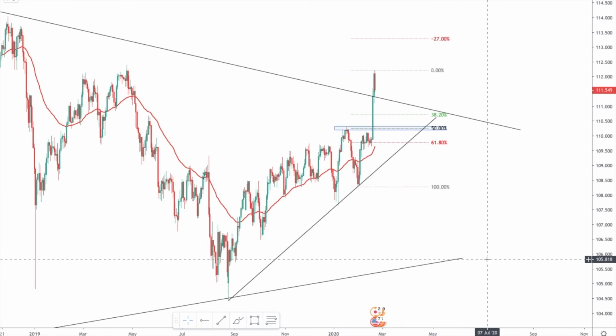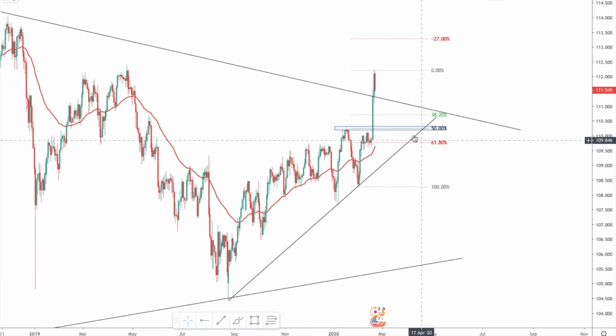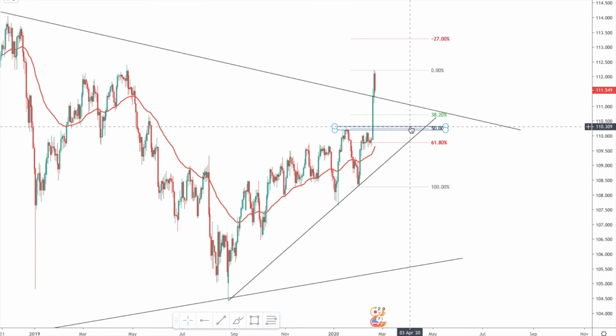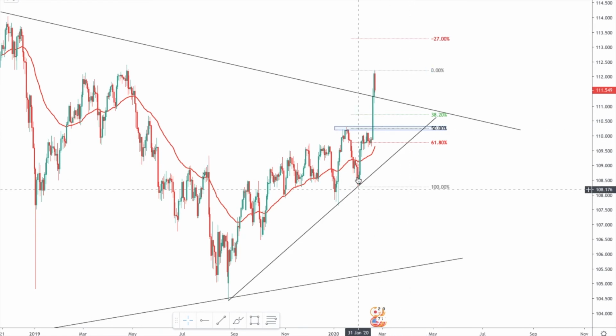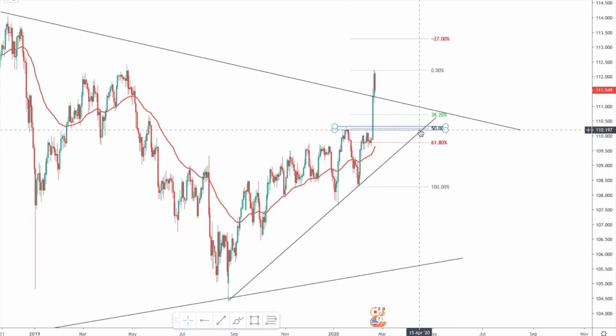All I'm looking for here is a solid retracement around 120 pips into the 50% fib, taken from this low to this high. And as you can see, we've got this nice bit of market structure, which adds an additional confluence. And then we have the daily 50 as well.